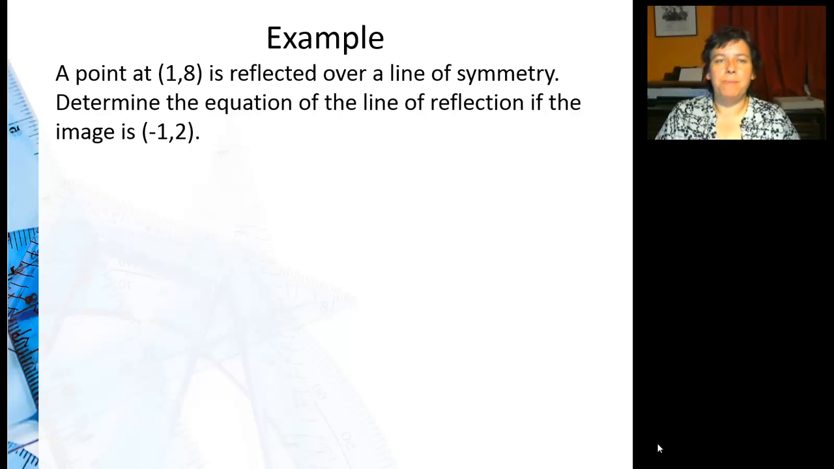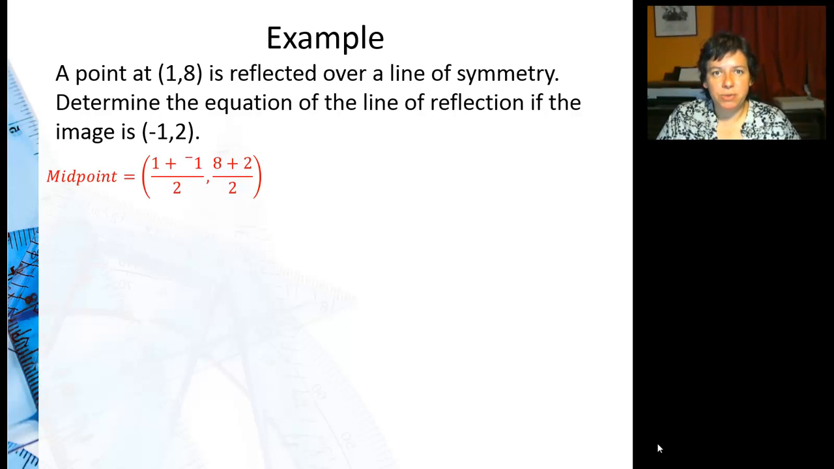So in this example, I have a point at (1, 8), and that's reflected over a line of reflection. Determine the equation of the line of reflection if the image is at (-1, 2). So the first step I'm going to do is calculate that halfway point between those two, because I know my line has to go through the midpoint. So I add my x1 and x2 and my y1 and y2, and I divide both of those by 2, and I get the point of (0, 5).